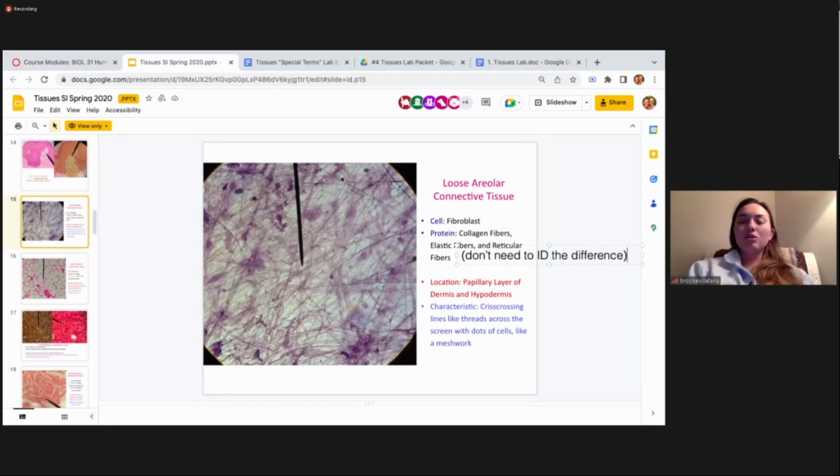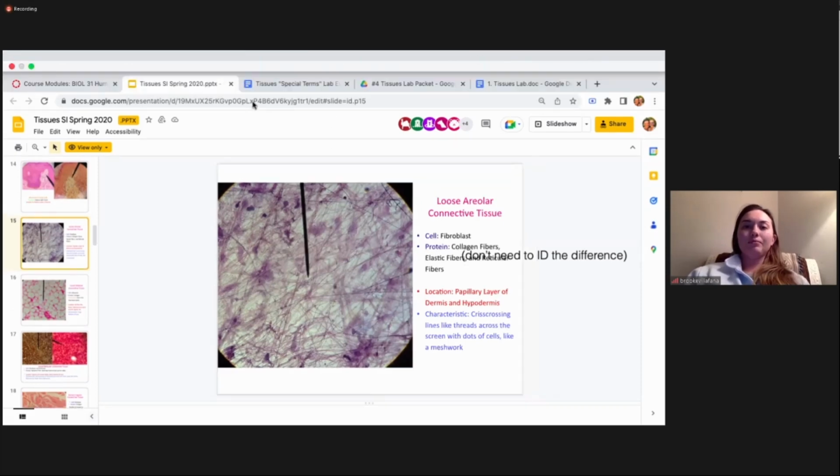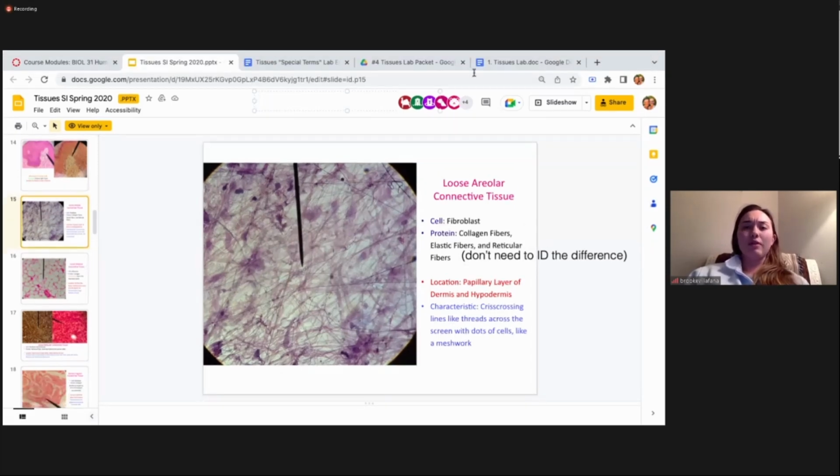If we asked you though, on the lab exam, what are the 3 proteins in this tissue, you do need to be able to say, well, I know that they're collagen, elastic, and reticular. Does that make sense? We might not ask which one is it pointing to right now, but we might ask you the theory question of what are the 3 proteins found in this tissue? Good.